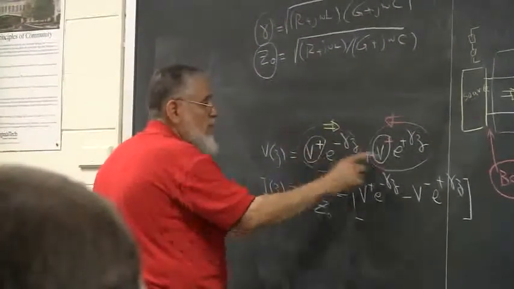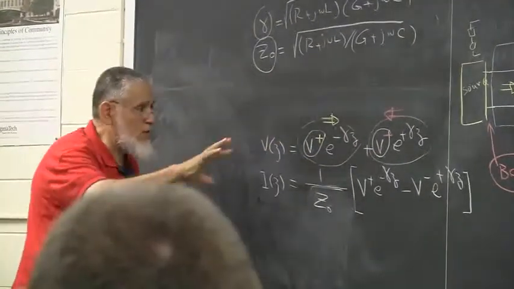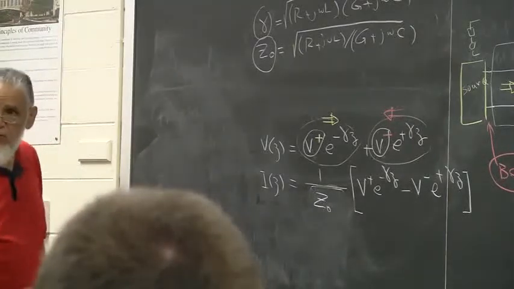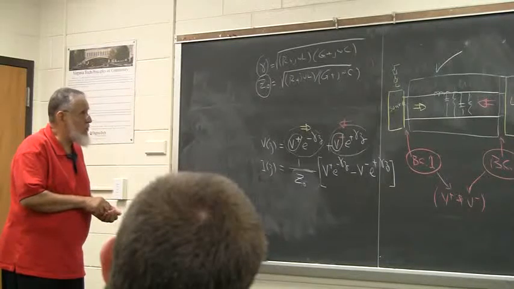So these are the V plus and V minus. These are complex numbers. All this is phasors. So all these are complex quantities. That means magnitude and phase, right? For each one of those, real and imaginary or magnitude and phase.